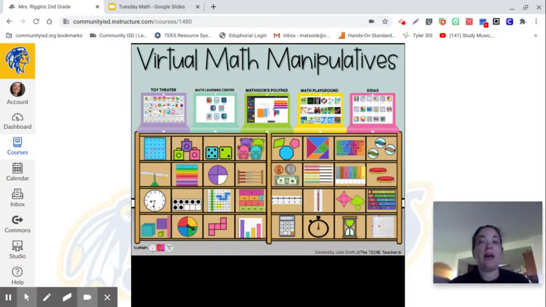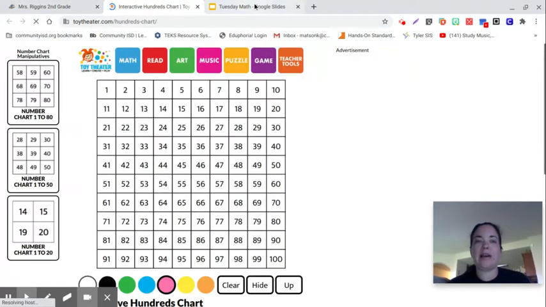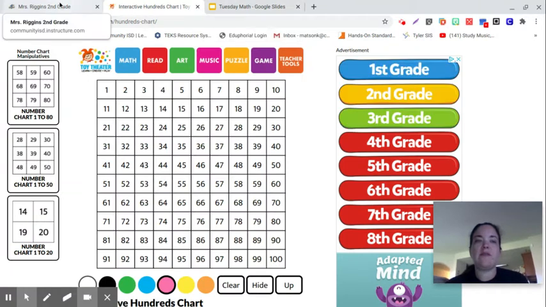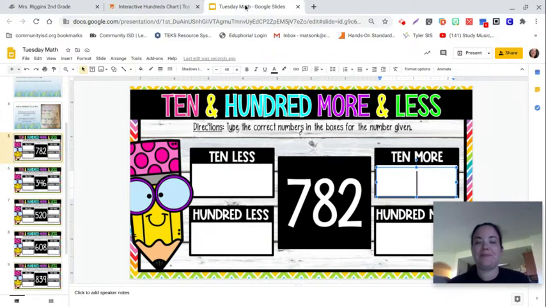Today we're going to be talking about 10 more, 10 less, 100 more, and 100 less. So I'm here at one of my favorite spots in our virtual classroom, the Virtual Math Manipulatives. If y'all don't know, I'm crazy about math. So I am going to show us that we can use the hundreds chart to help us with our activity today. Notice how I have 3 tabs open so that I can go back to my Canvas, use my hundreds chart, and then go back to my assignment. So we're going to do the first one together.